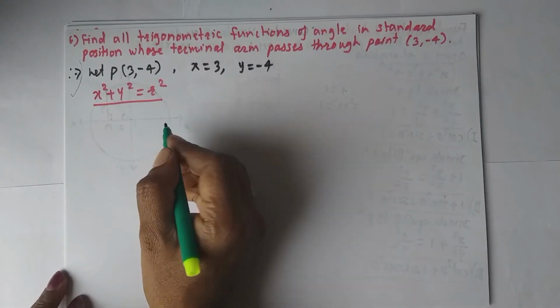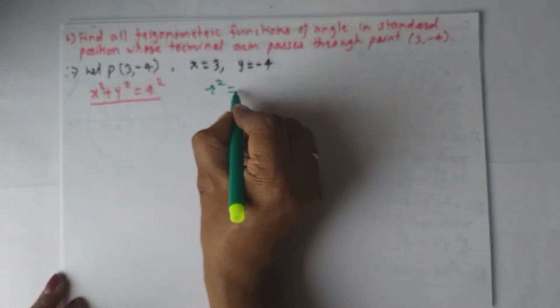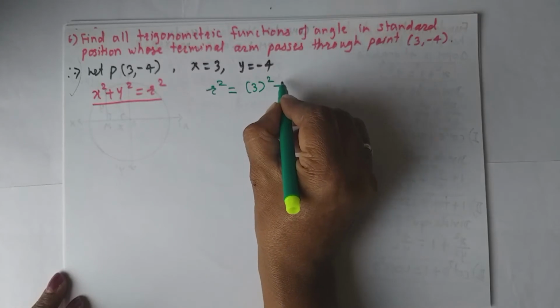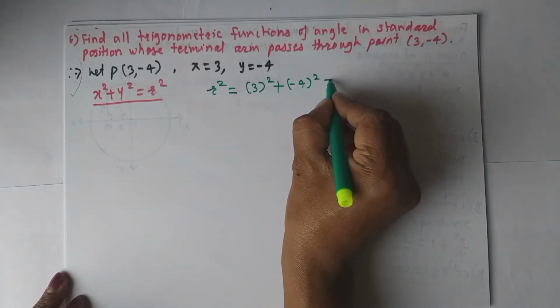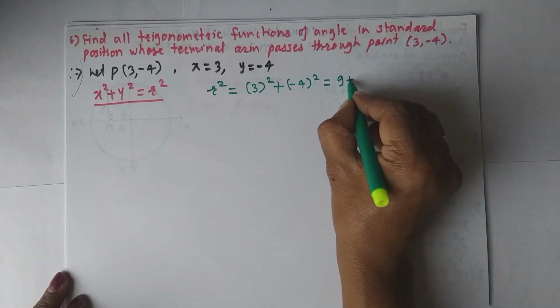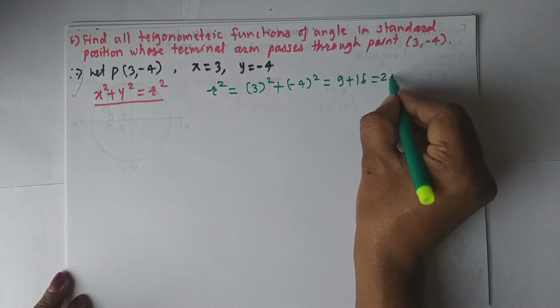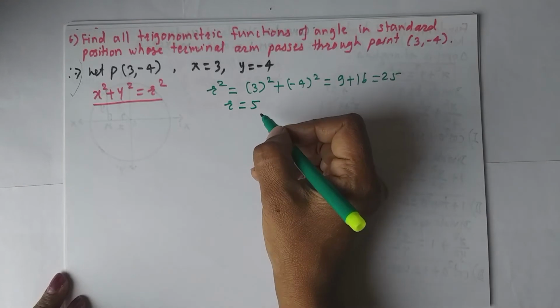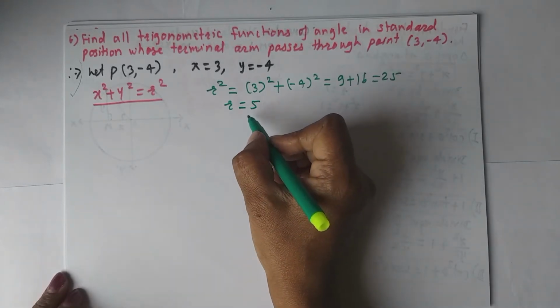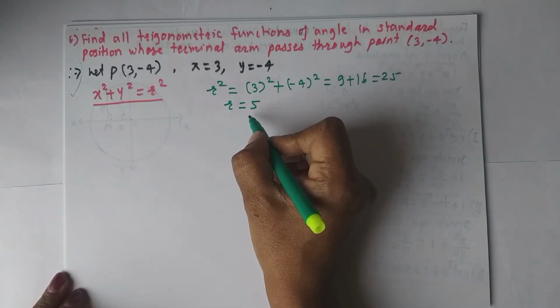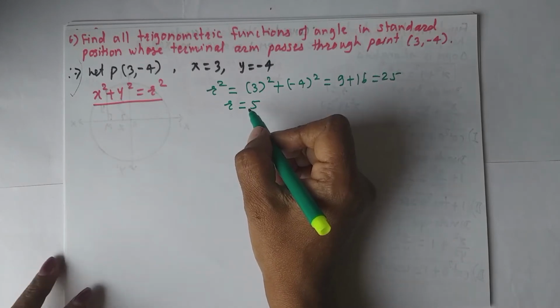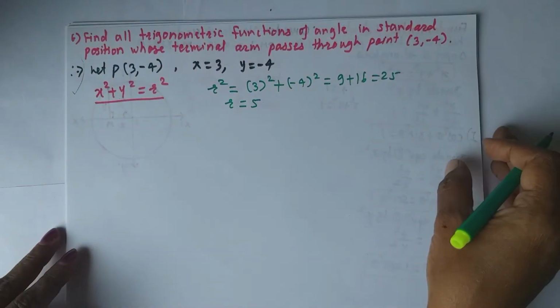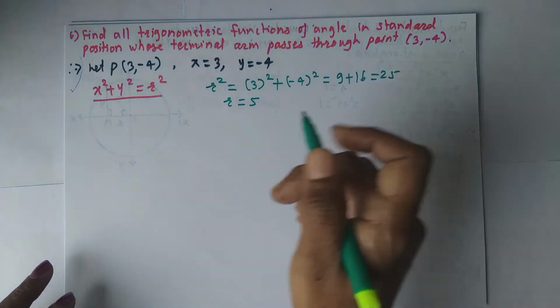Now write down here r squared is equal to 3 squared plus (-4) squared, and this will be 9 plus 16, that is 25. Take the square root, and I will get the value of r as 5. When taking the square root, you always take the positive value because r is the radius and it is never negative.